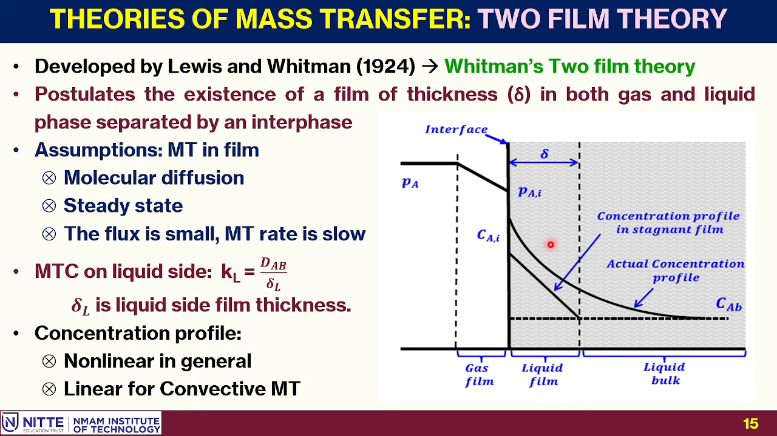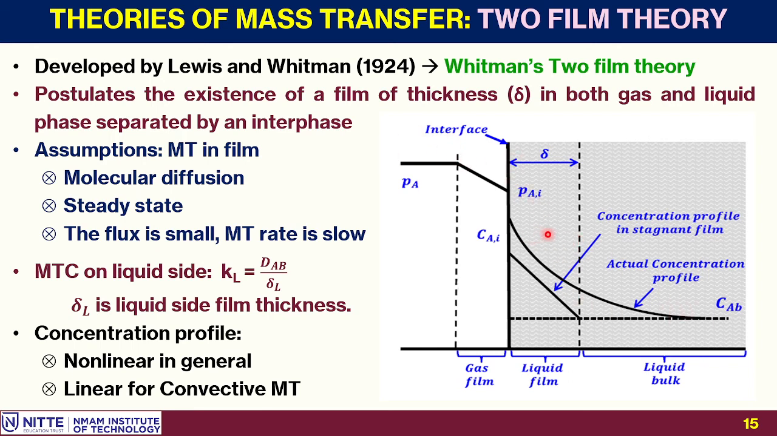The flux here is very small in this region, and it is the one which is controlling the overall mass transfer rate. The mass transfer rate in this particular thin layer is very small, and that is controlling the overall mass transfer rate.